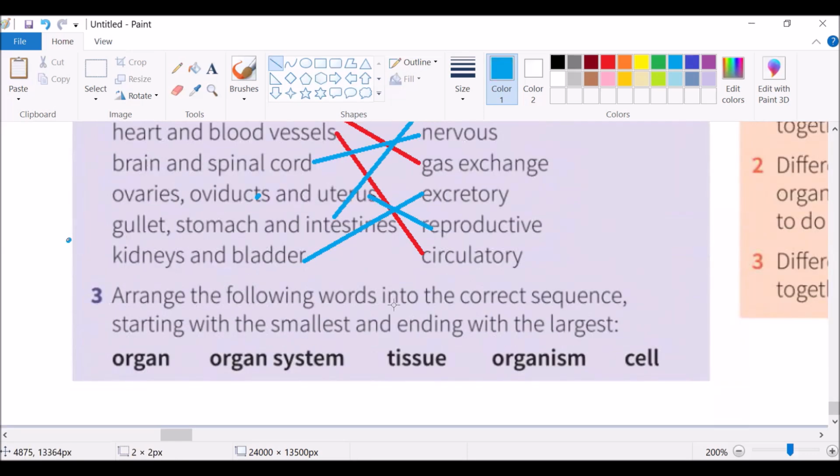Arrange the following words into the correct sequence, starting with the smallest and ending with the largest. The cell is the smallest. Then we have the tissue, which is a group of cells. Then we have the organ, then the organ system, then lastly, the organism.